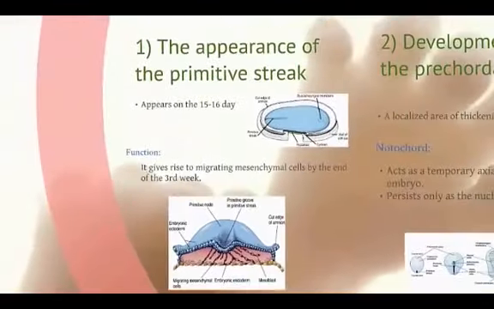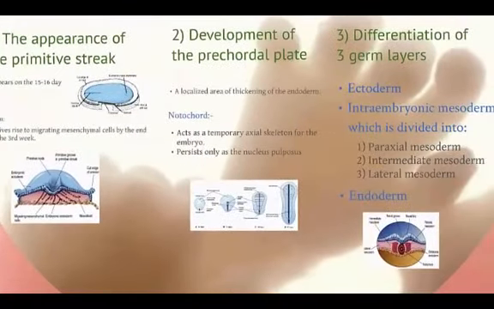Now we move on to the precordial plate. The precordial plate is a localized area of thickening of the endoderm. It indicates the future site of the mouth, or the oropharyngeal membrane. It is an important organizer of the head.